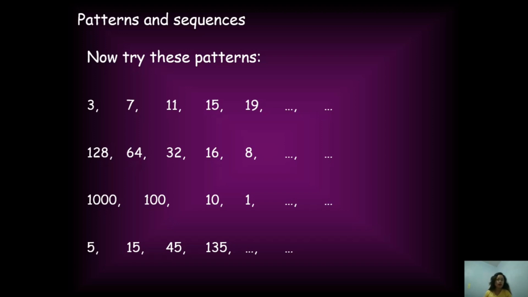So 5, 15 here is times 3. 5 times 3 is equal to 15. 15 times 3 is equal to 45. Then 45 times 3 is equal to 135.